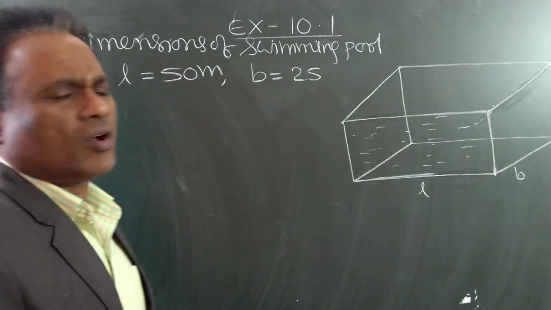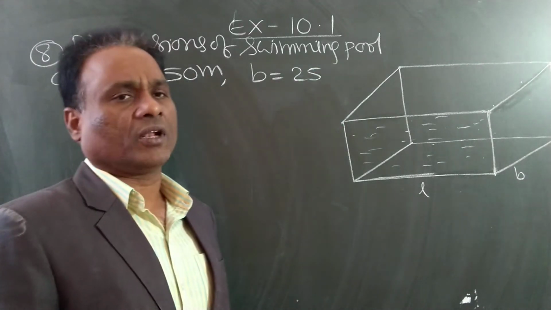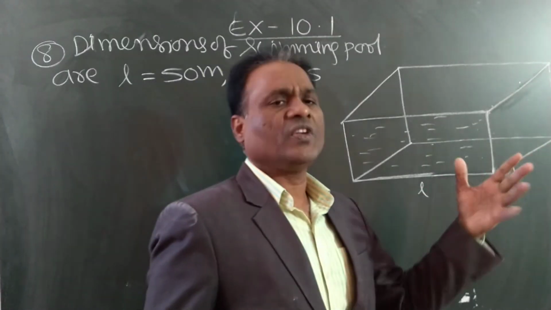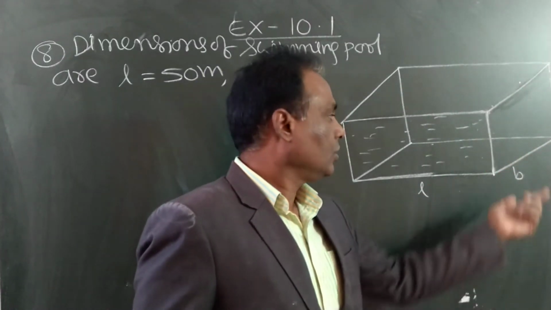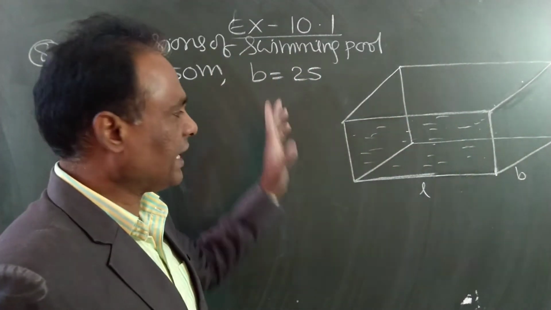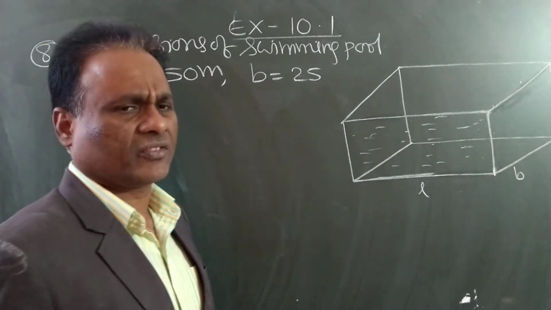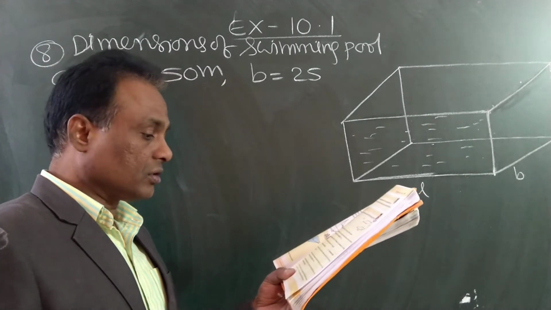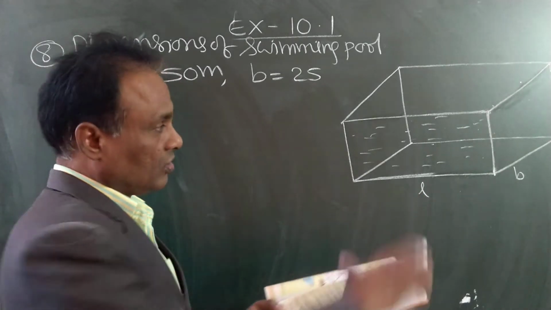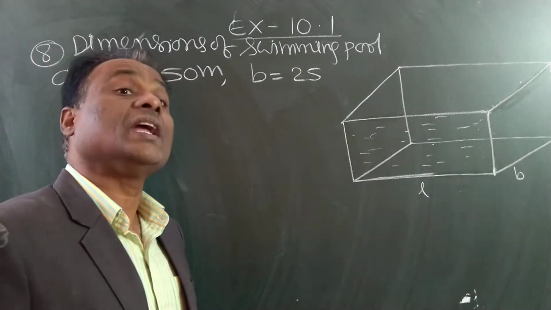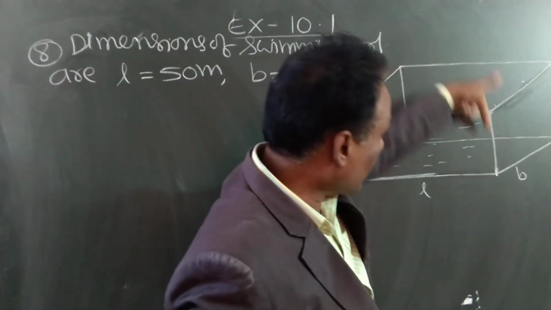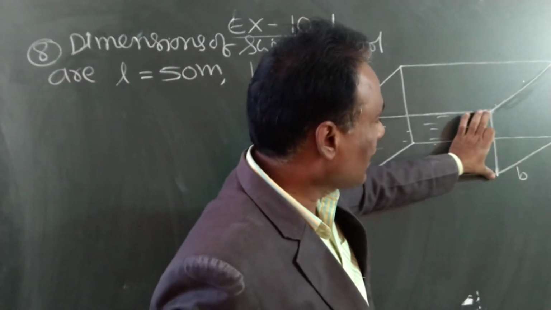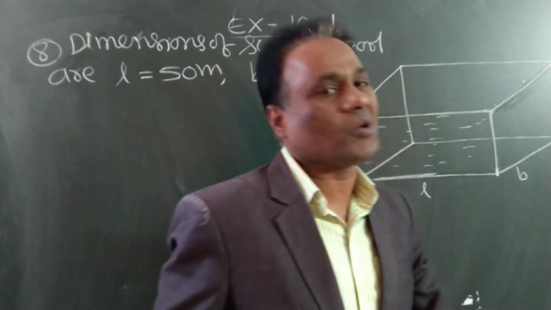See, width means we don't use W symbol. Width means we also call it as a breadth. So we use L, B, H, these symbols. Next, 25 meters wide, 3 meters deep. Height or depth both are same.